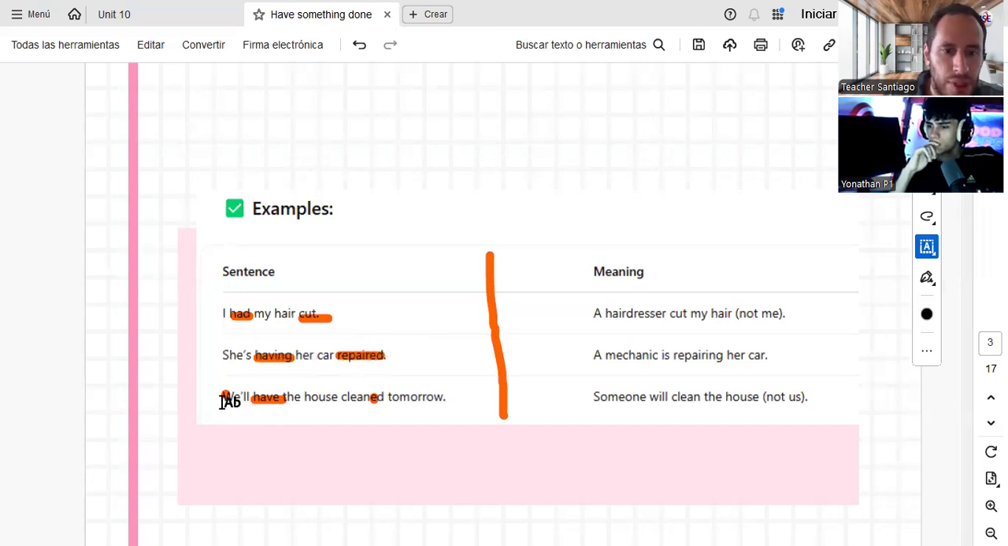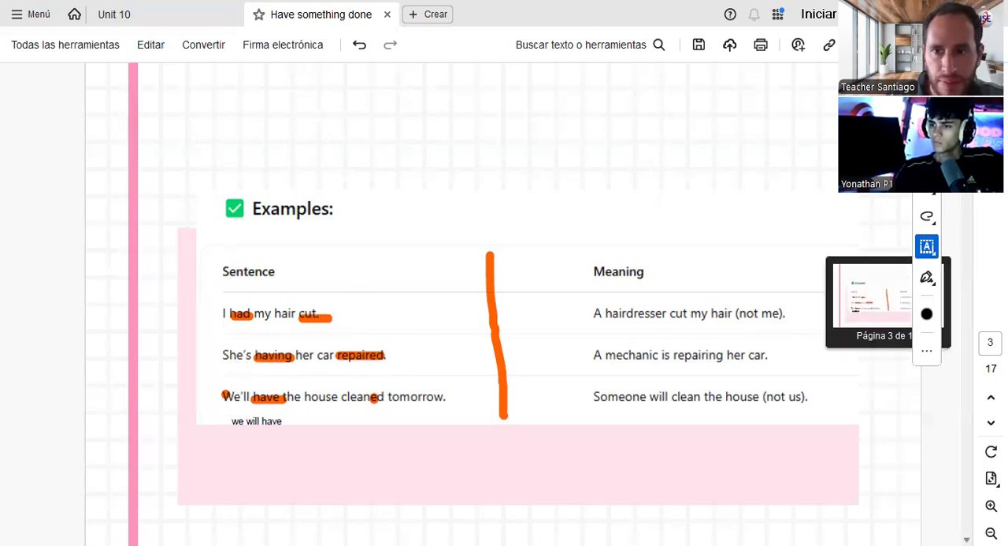This is future: We'll have the house cleaned tomorrow. So notice this is we will, and we have to add have: we will have the house cleaned, past participle, tomorrow. So far, so good. Do you have any questions? It is important to use have depending on the time, and the verb in past participle.